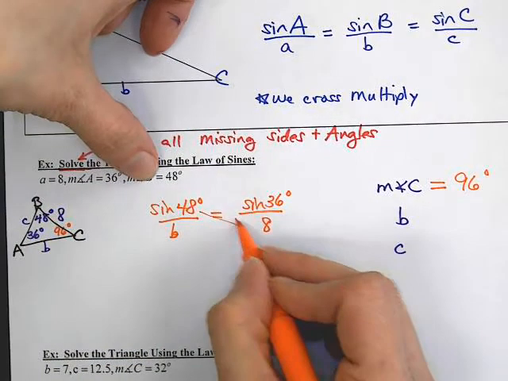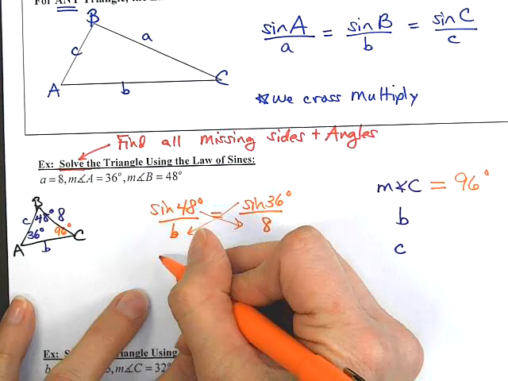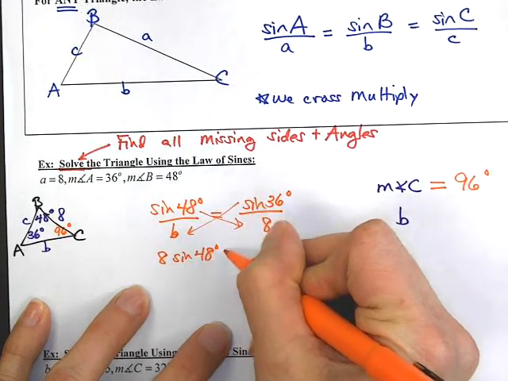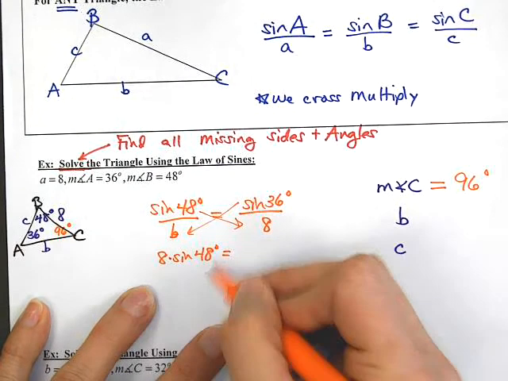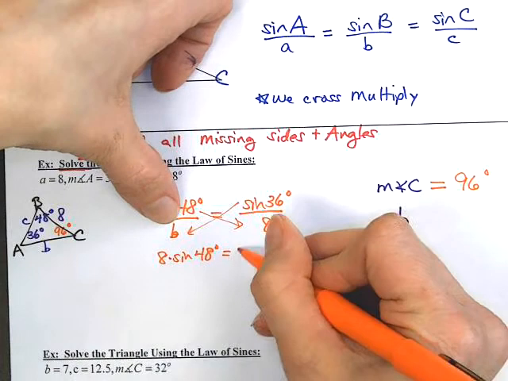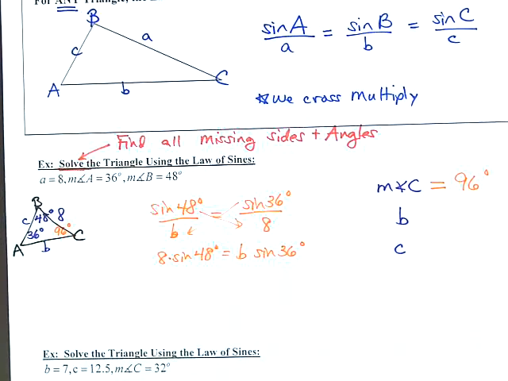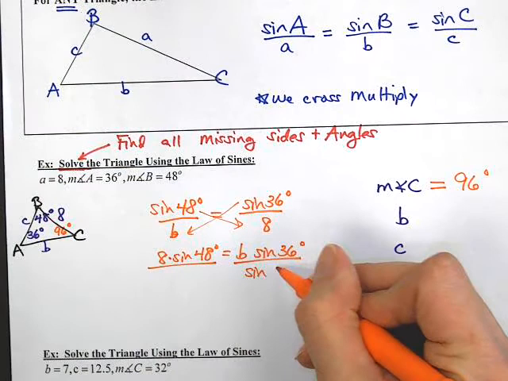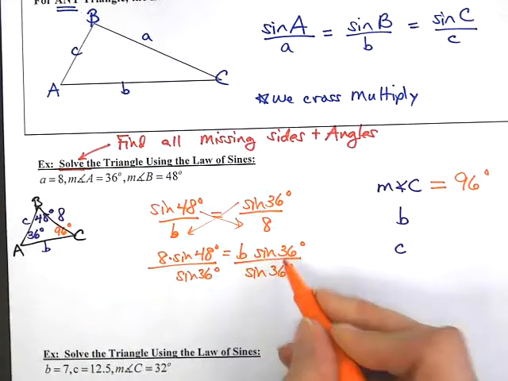So when you cross multiply each way, you end up with an equation. I'm going to put the 8 in front. 8 times the sine of 48 degrees. So it doesn't look like it's 488. Put the number in front or use lots of parentheses. When you cross this way, on the other side of the equal sign, it's going to be b times the sine of 36 degrees. And then to find side little b, we're going to have to divide by the sine of 36 degrees. Cancel, cancel.